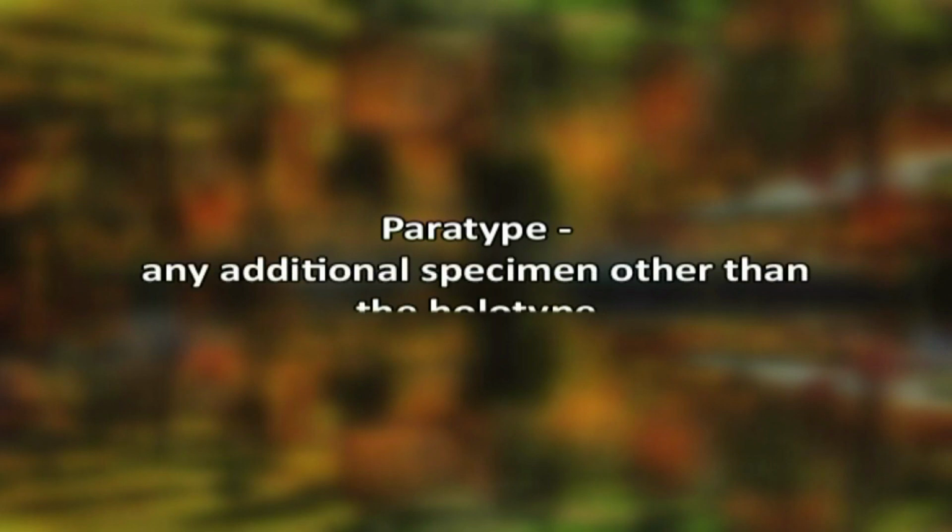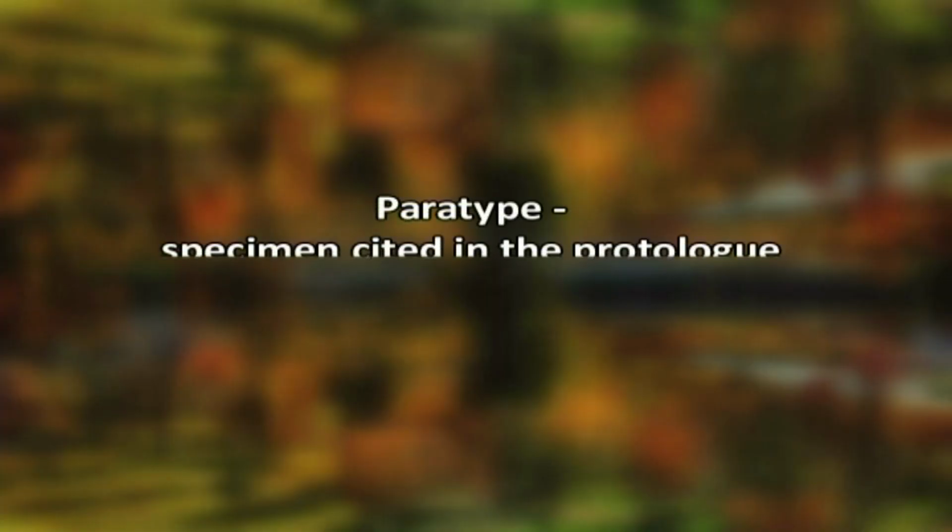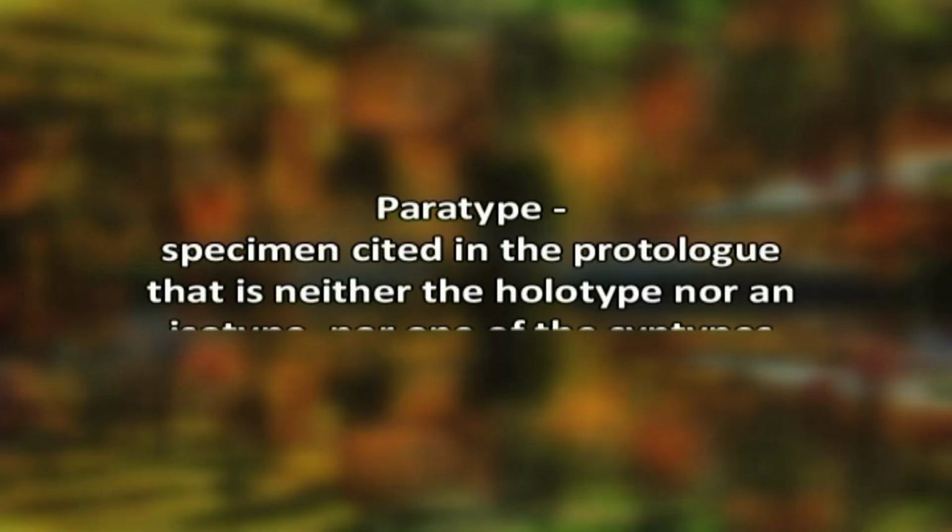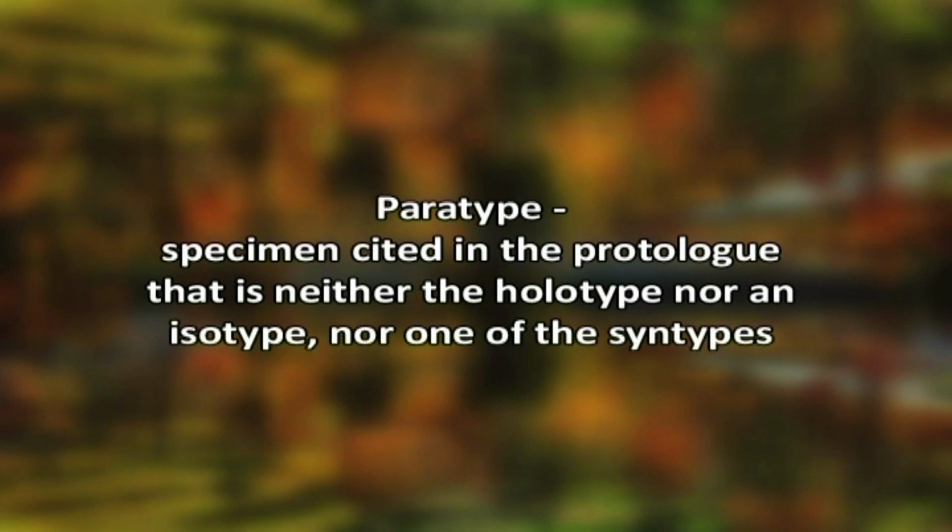Now we discuss paratype. Any additional specimen other than the holotype listed in the type series in the original description is called a paratype. Paratypes are not name-bearing types. In systematic botany, a paratype is defined by the International Code of Botanical Nomenclature as a specimen cited in the protologue that is neither the holotype nor an isotype nor one of the syntypes. Under this definition, paratypes are not necessarily explicitly identified as such in the original description.